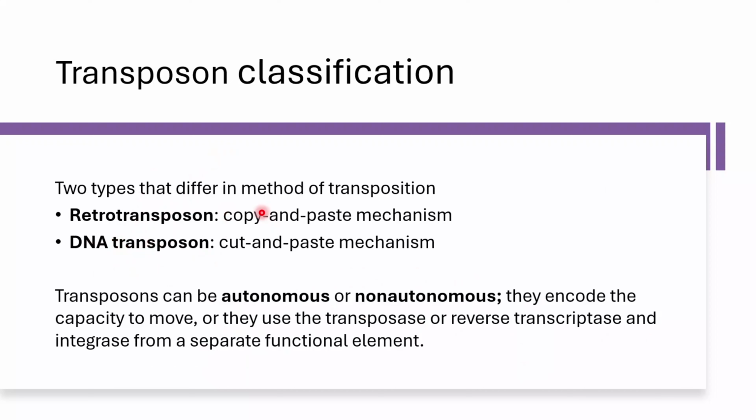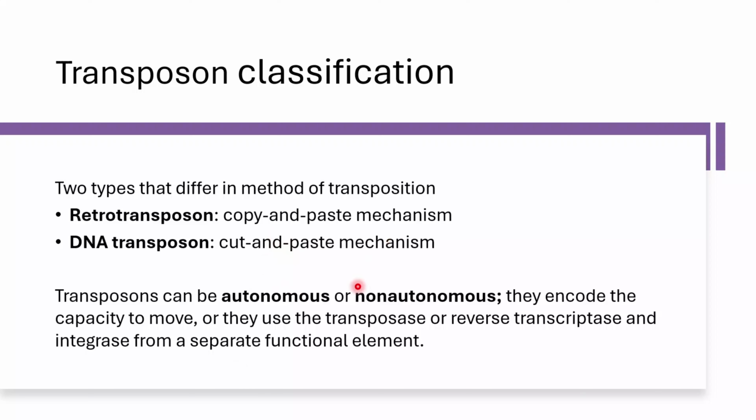The difference between them is that one uses a copy and paste mechanism, so it requires a reverse transcriptase, while the DNA transposon is just a cut and paste mechanism. And when we talk about these mechanisms, we're talking about how one transposon can go from one spot to the other, okay? For the retrotransposon, you need to copy it and then paste it somewhere else, while for the DNA transposon, you need to cut it directly from your genomic DNA and then insert it somewhere else.